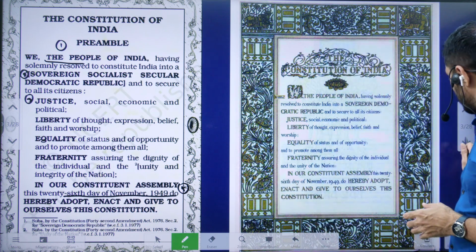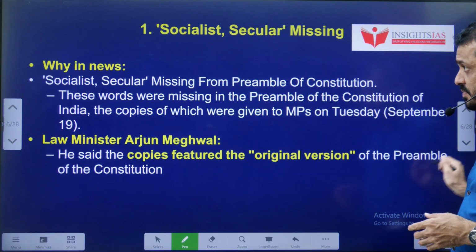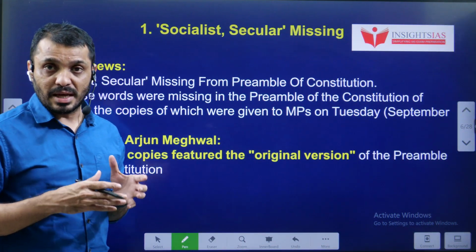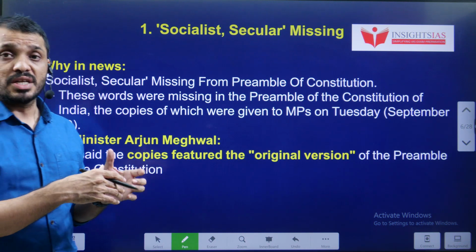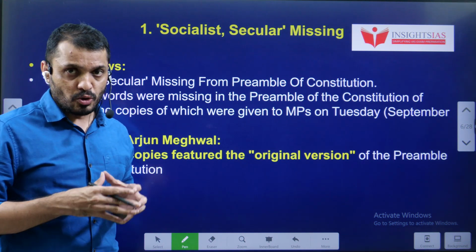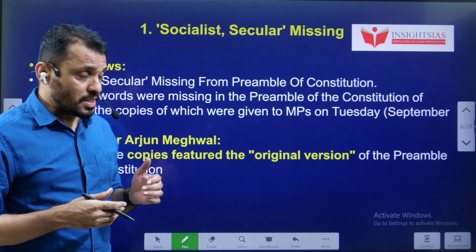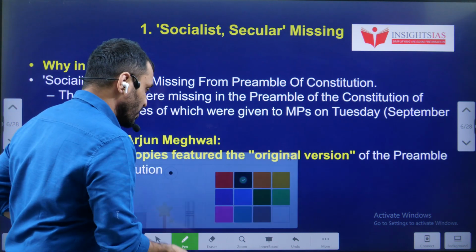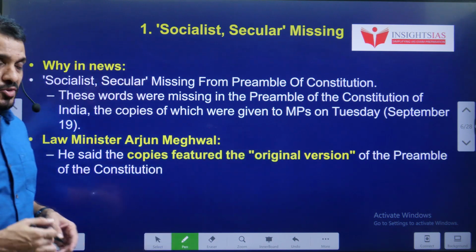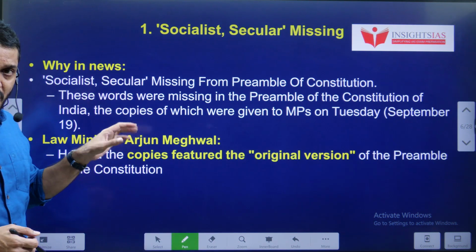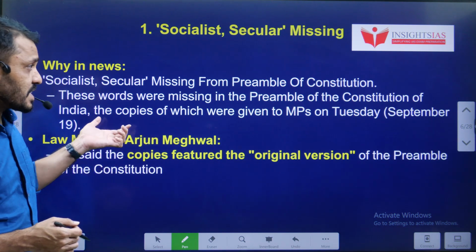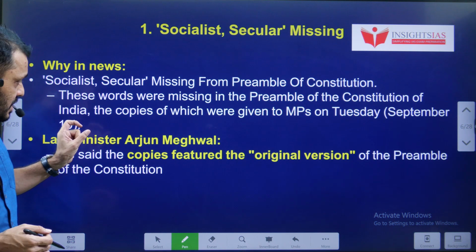Okay. Now let's see why it is in news. Recently, constitution copies were given to the MPs on the occasion of the inauguration of the new parliament building. You know that in those new copies, the words secular and socialist were missing from the preamble of the constitution. Actually, these words were not there in the original constitution. They were added to the original constitution through the 42nd Constitution Amendment Act 1976.